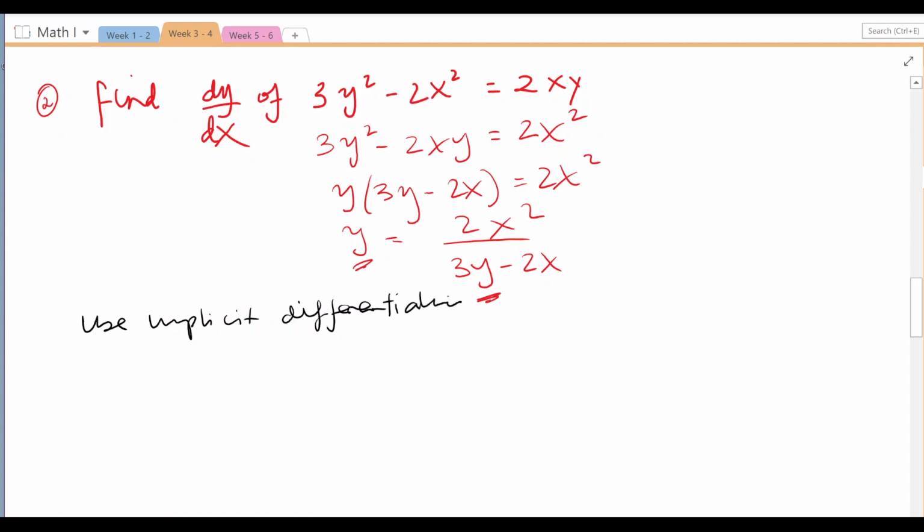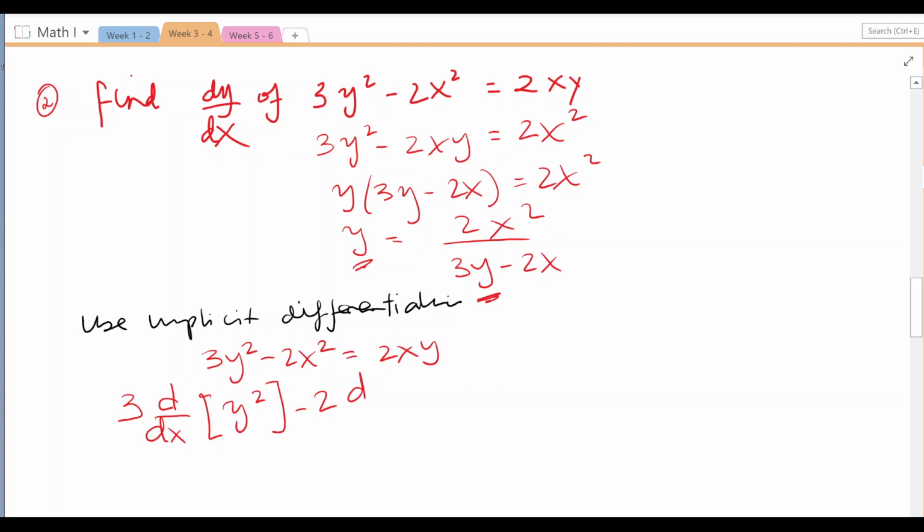So in that case, let's say our question was 3y squared minus 2x squared equals 2xy. Therefore, taking the derivative, take the constant out, 3 d with respect to x, because the question is asking with respect to x, of y squared, minus, take the 2 out, d with respect to x of x squared, equals, take the 2 out, taking the derivative with respect to x of x times y.